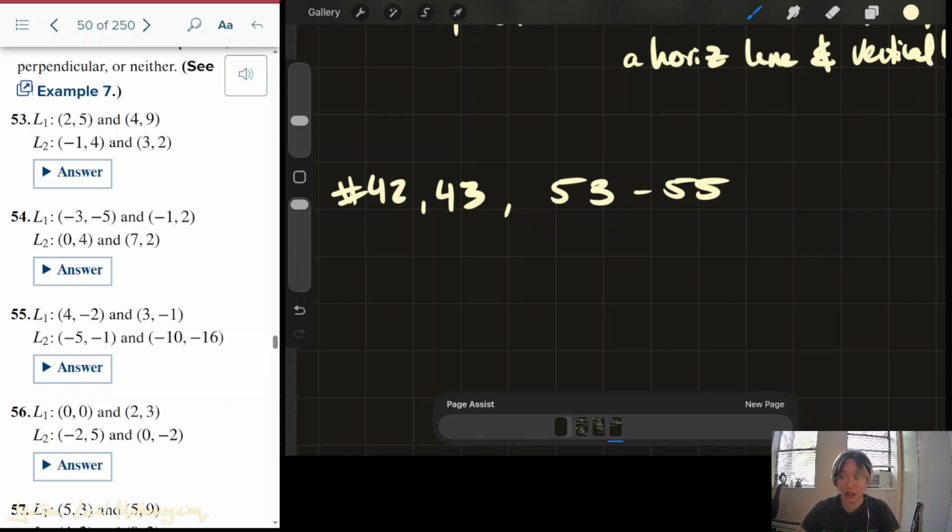So that is it for slope of a line. We're going to move on to 2.3 now. Okay?